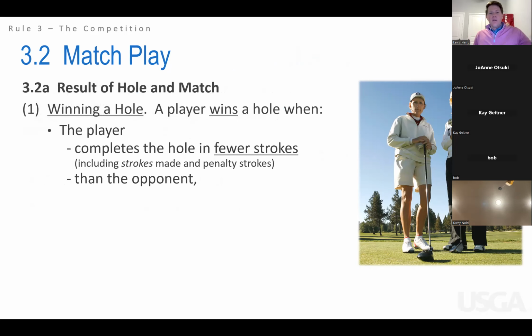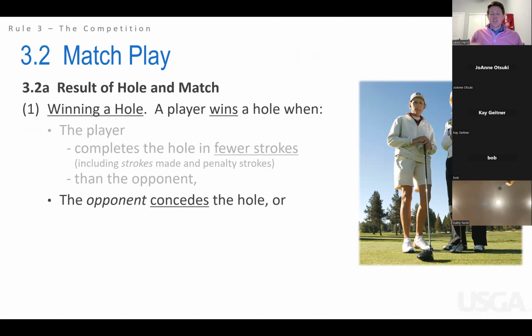Well, how do we win a hole in match play? We already briefly touched on this, but we win a hole in match play when we complete the hole in fewer strokes, including penalty strokes, than our opponents. So if I make a 4 on a hole and my opponent makes a 5, I made fewer strokes on that hole than my opponent, so I win the hole based on those scores.